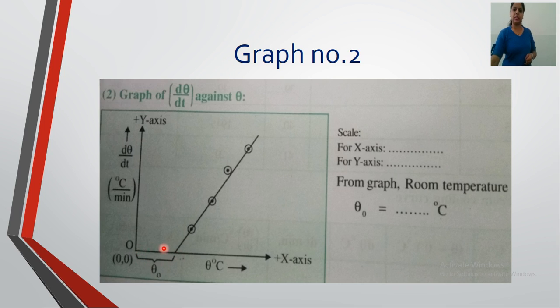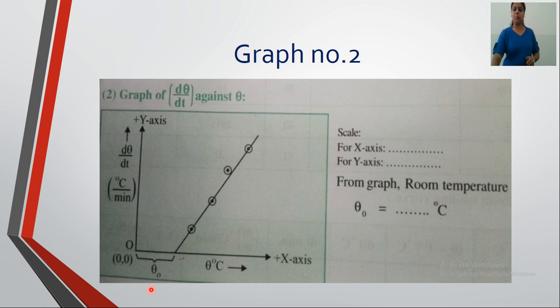Now this is the intercept, and from this intercept we are able to find out theta 0, and theta 0 is nothing but the room temperature. Suppose for this instance I am taking theta as 24. So similarly I get theta 0 from this graph approximately equal to 24. So 23 or 25 would be a good answer. But if you are getting 20 degrees Celsius as the room temperature, it will be wrong, and somewhere you are taking wrong readings.